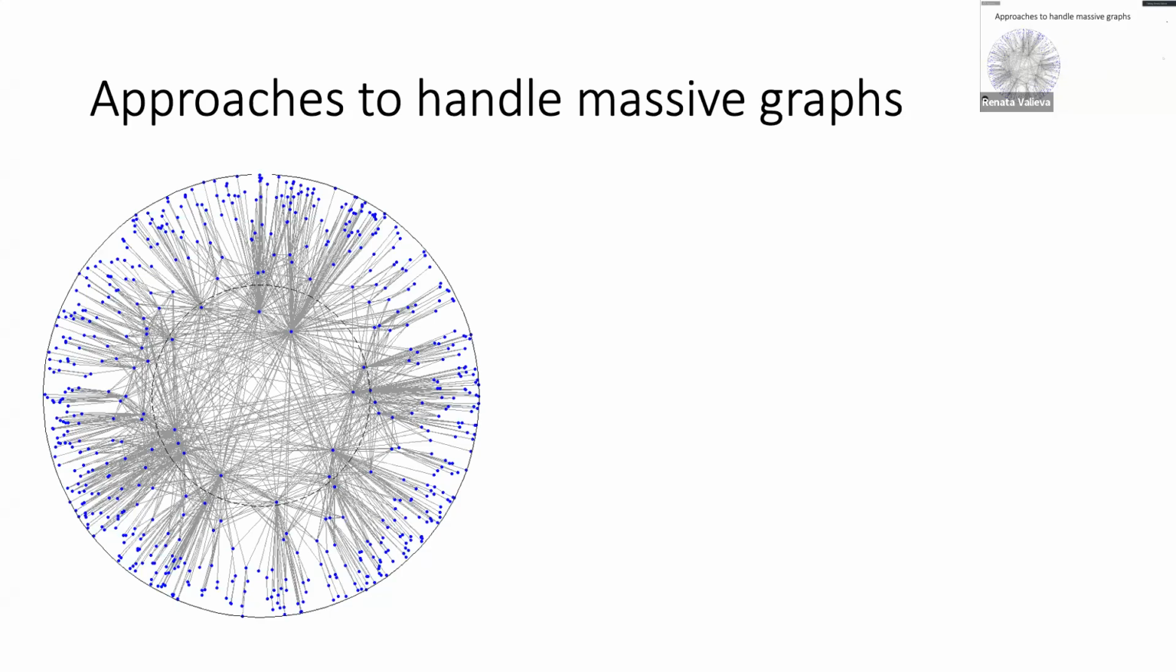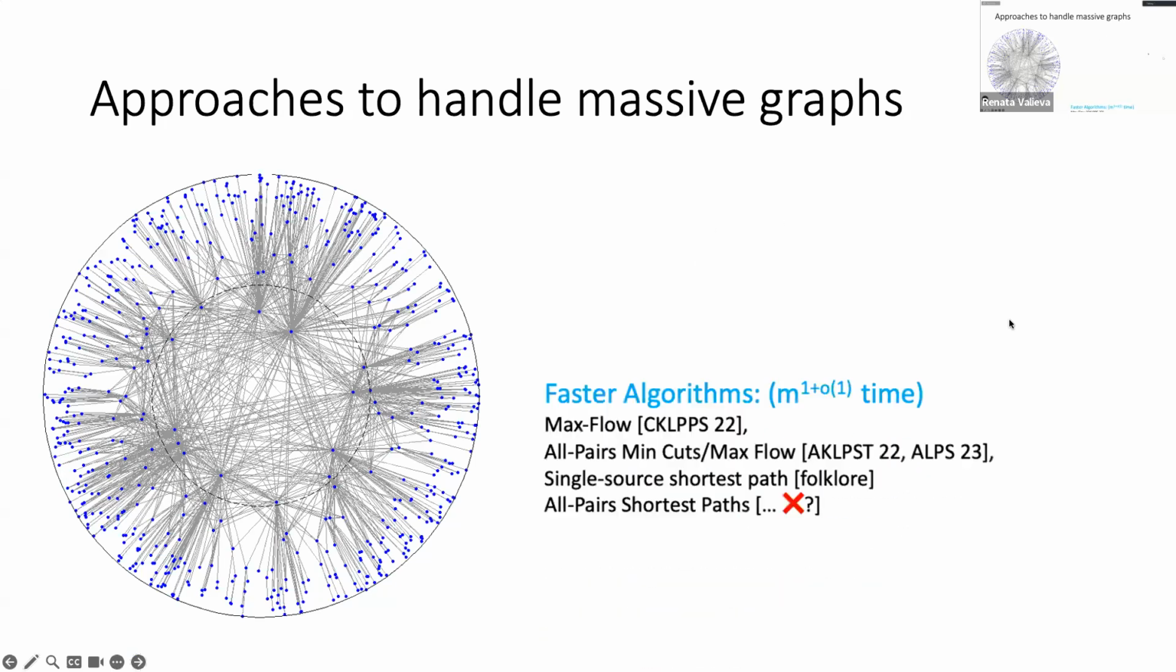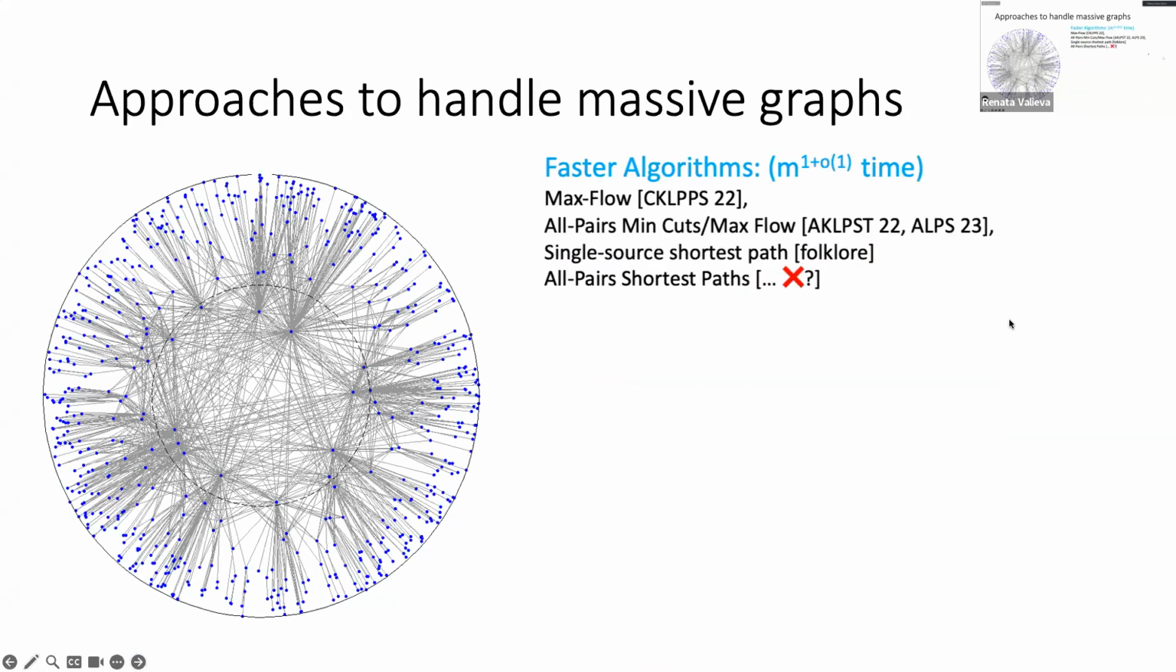There are three approaches to process large graphs. First is to just design faster algorithms. Ideally, we want the algorithm to run in time almost linear in the number of edges, so m to the 1 plus little o(1). That's what I mean by almost linear.